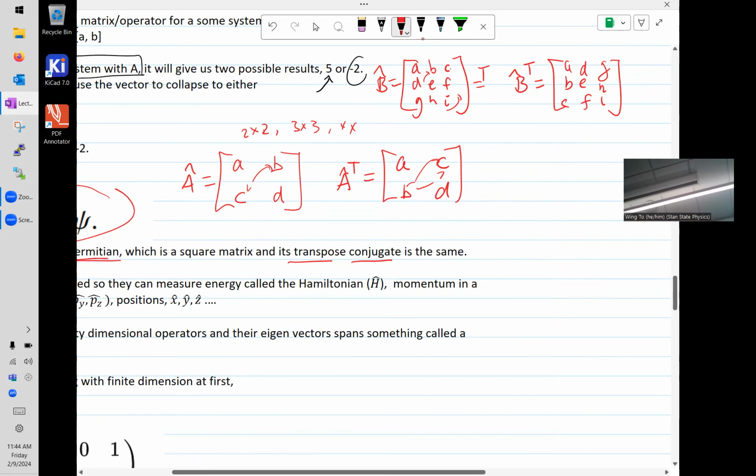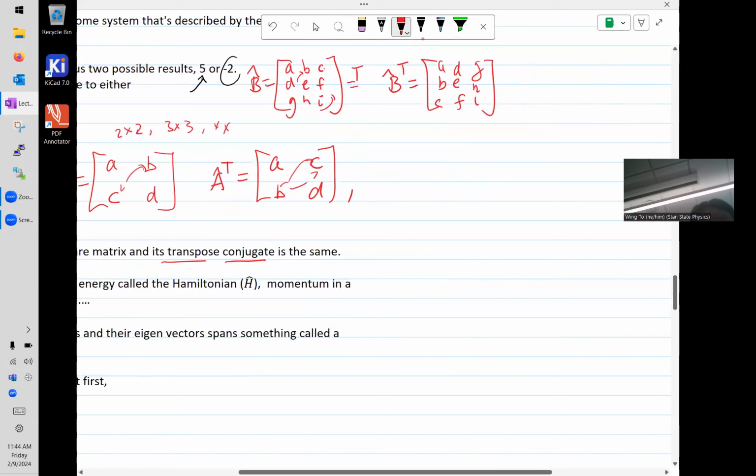But not only that, it's also the complex conjugate. The complex conjugate of a matrix is just like the complex conjugate of a number. You negate the imaginary part of that value.